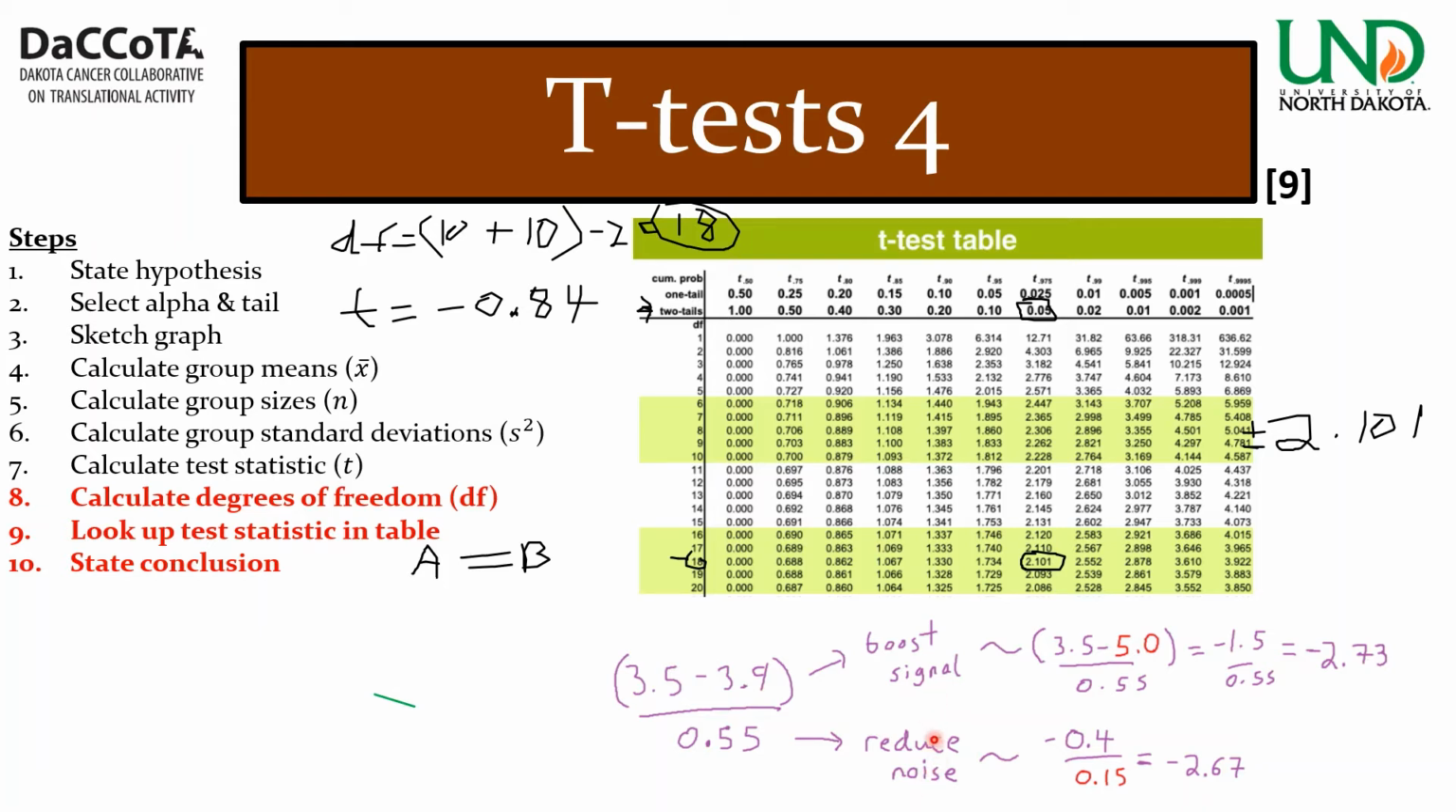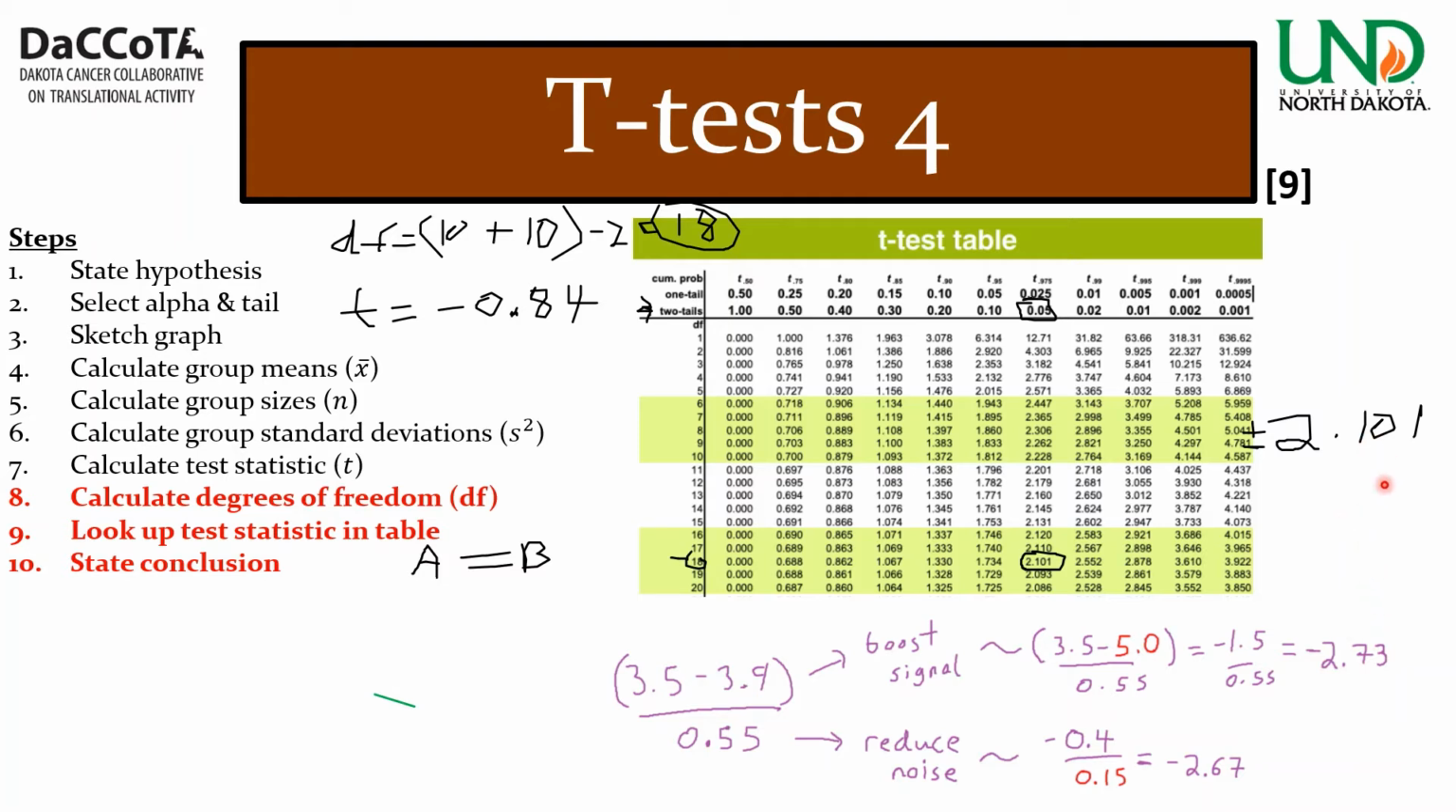And so if we boosted our signal, so what if instead of A and B, with the differences very slight, what if B's mean length was 5 inches? Well, that would give a top value here of negative 1.5. That would give us negative 2.73. So that is indeed bigger.